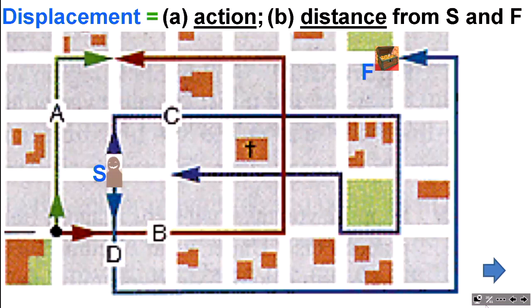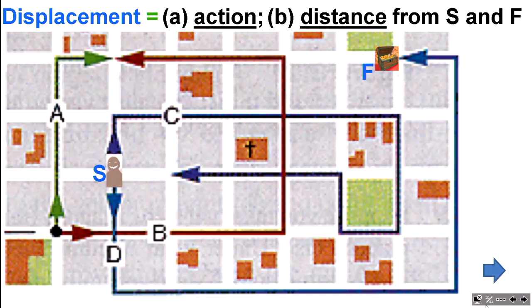Displacement is a trickier word because it has more meanings. First of all, displacement means an action. We are displacing this from here to there. It's been displaced. But if you read any textbook or any problem, displacement usually means the distance from the initial point to the final point.